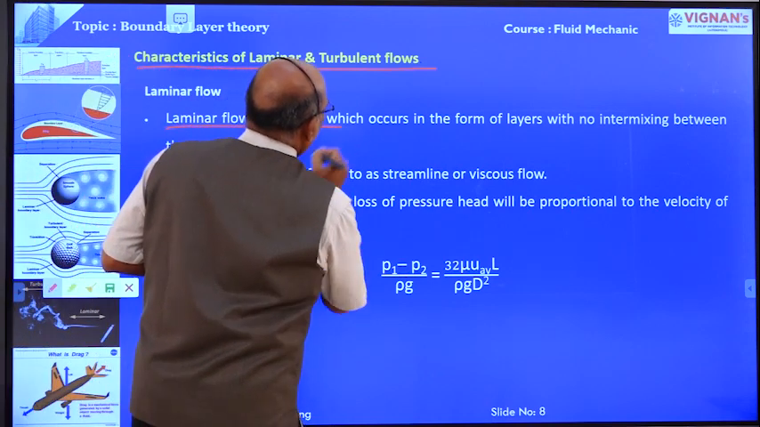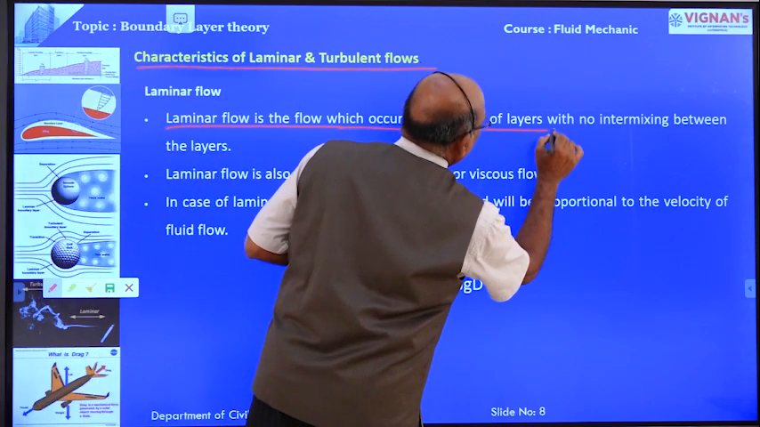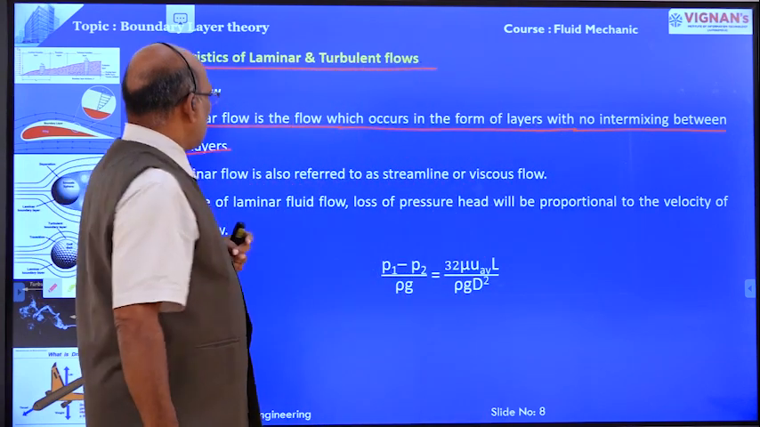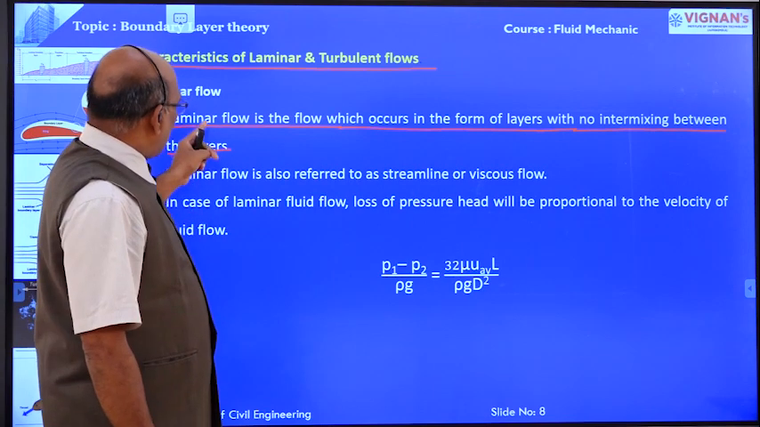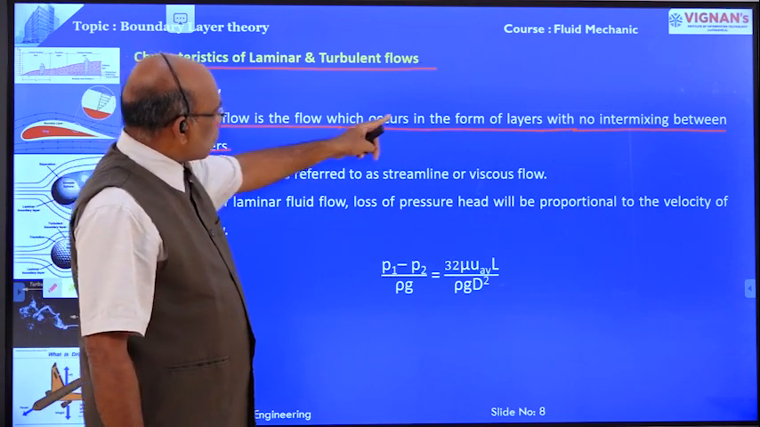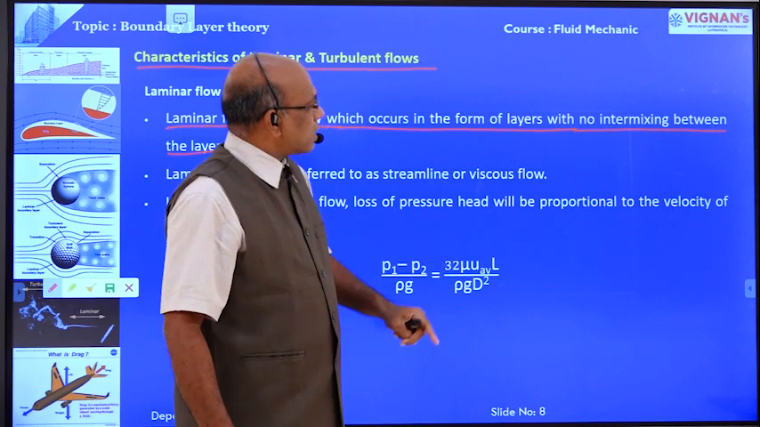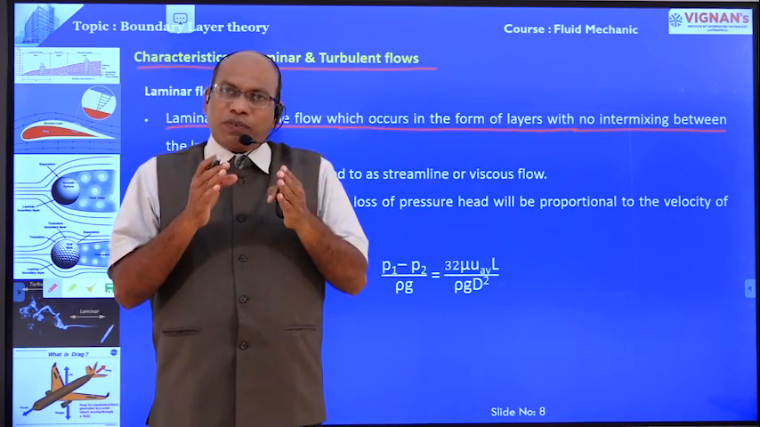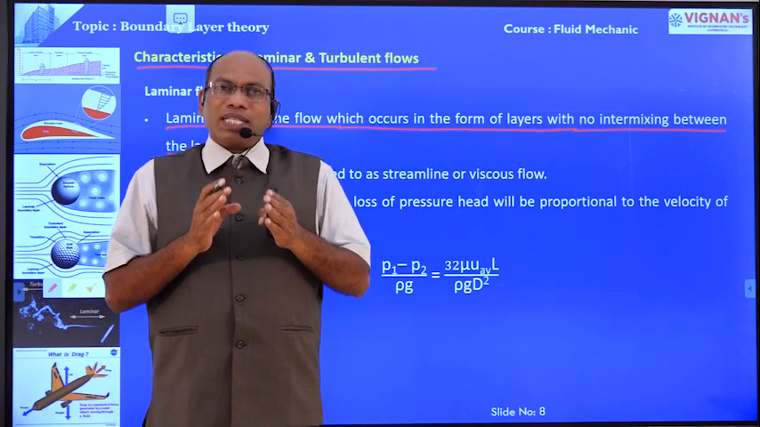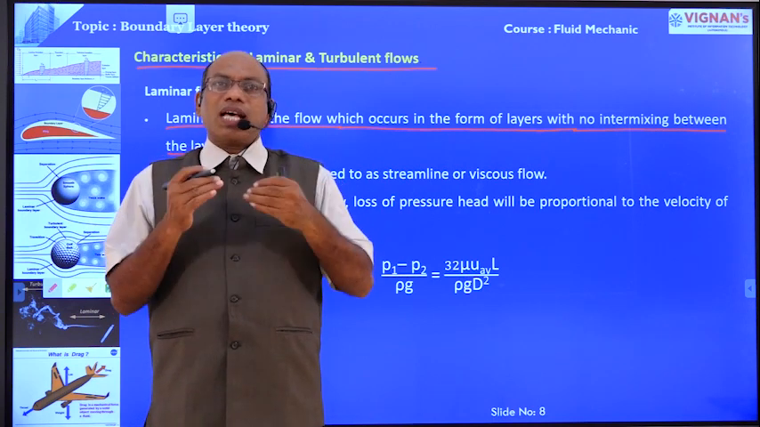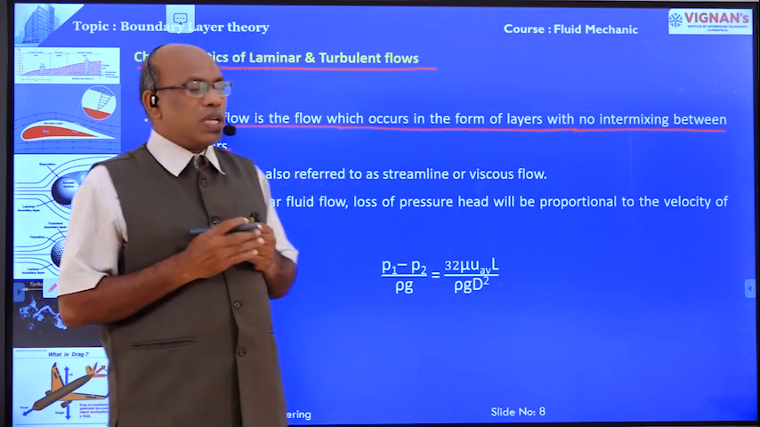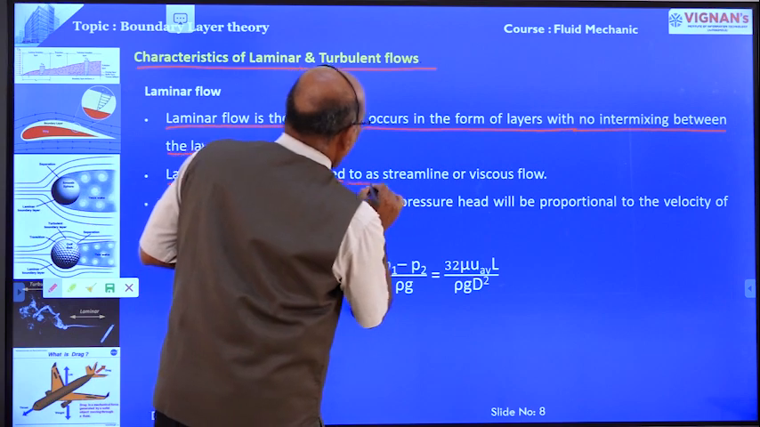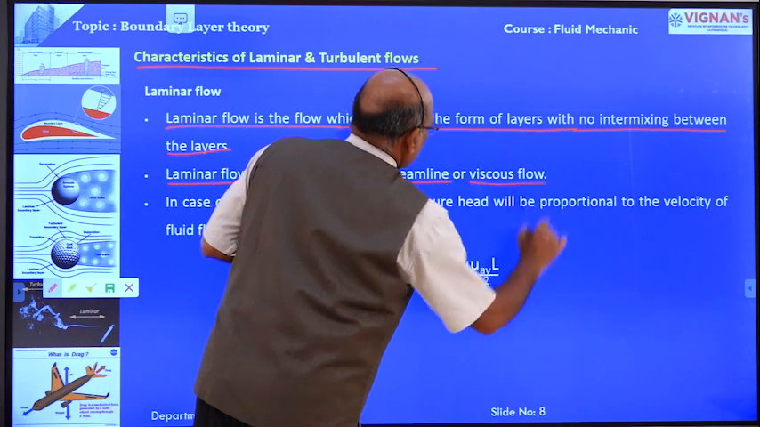Laminar flow is the flow which occurs in the form of layers with no intermixing between the layers, having a perfect path, parallel to each other and in straight lines, not crossing each other. That is the first property of laminar flow. Next, laminar flow is referred to as streamline and viscous flow.